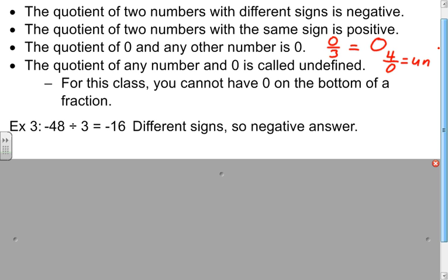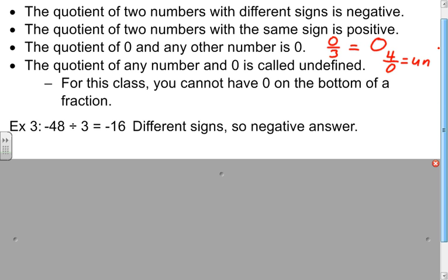Negative 48 divided by 3. If I just do 48 divided by 3, I get 16. But these two have different signs. The 48 is negative, the 3 is positive. Different signs means a negative answer. So that's how I get negative 16.